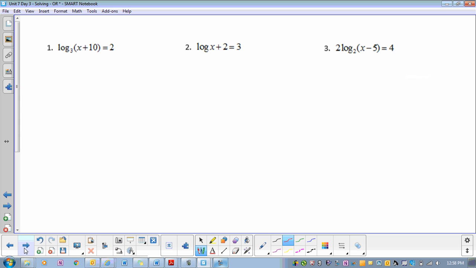So let's take a look at number 1. We have one log. There's a log all by itself on one side. So change it to exponential form. Base, answer equals exponent. So base, answer equals exponent.